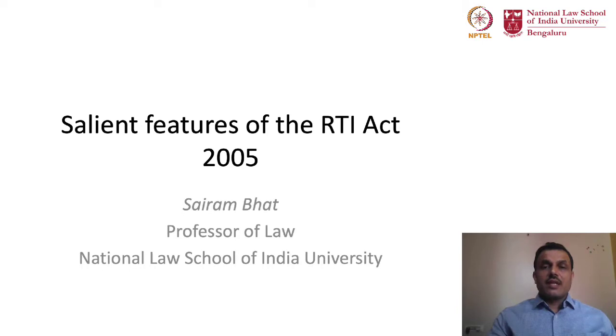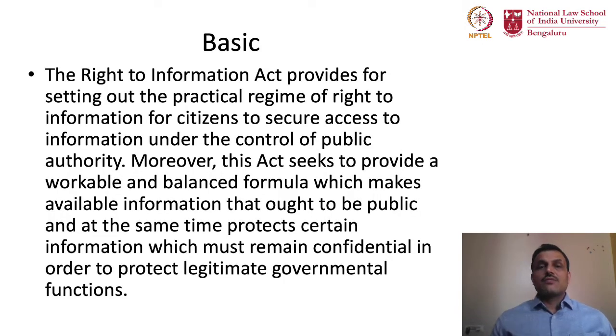Now, some of the salient features of the Right to Information Act can be discussed from the fact that the purpose of this law was to ensure an informed citizenry. And I think an informed citizenry plays a very vital function in a democratic society. What an informed citizenry would do is to check corruption and hold the government accountable.